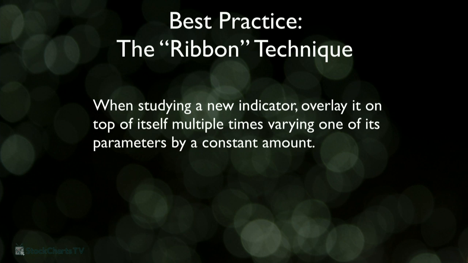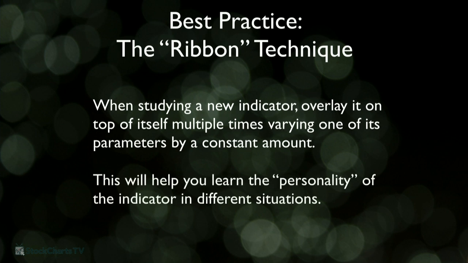If it takes a single parameter, just vary that parameter. If it takes several parameters, pick one and vary just that one, leave the other ones the same, and then put it on top of itself several times. So you're varying the parameters by a constant amount. That's going to give you a chart. It's not a chart that you're going to use for trading or ultimately keep around, but it's a chart for you to learn the personality of the indicator, if you will. The way that the indicator reacts in different situations.